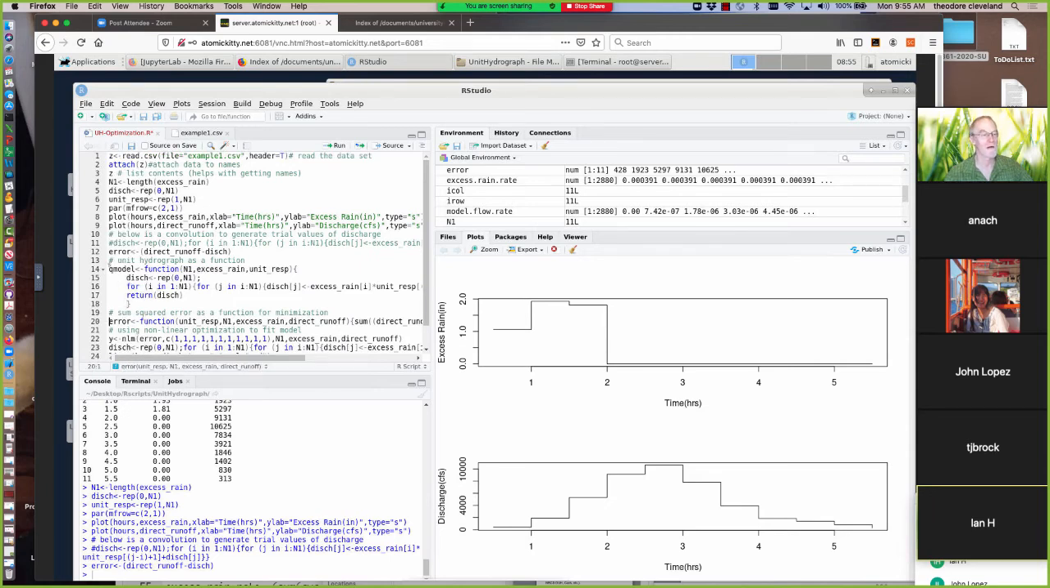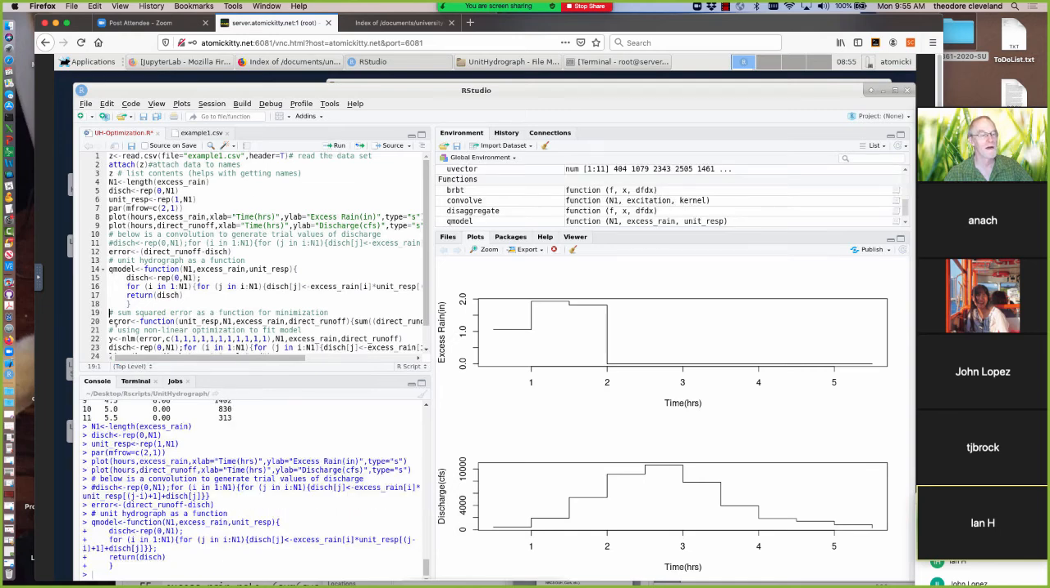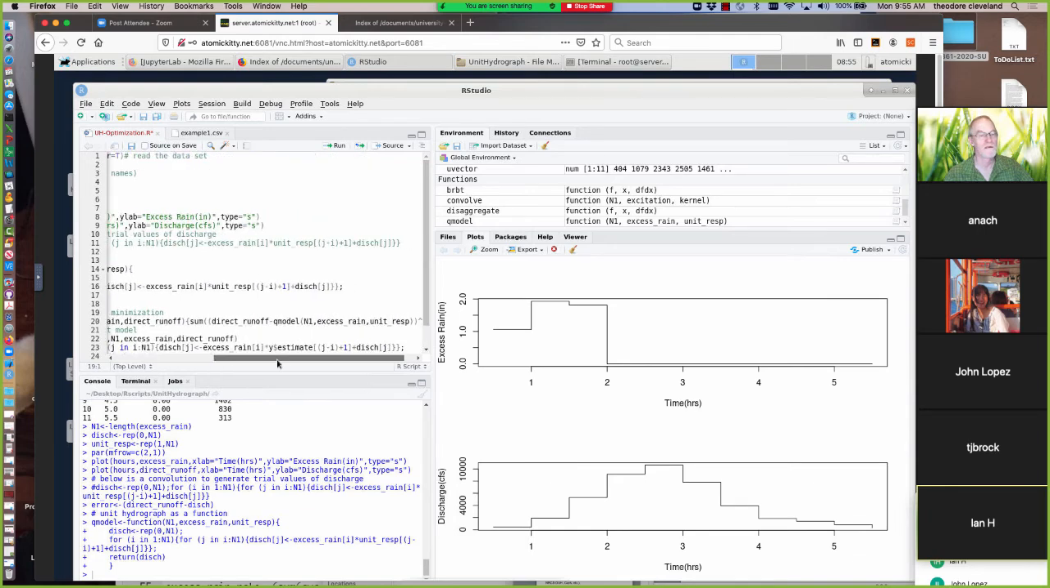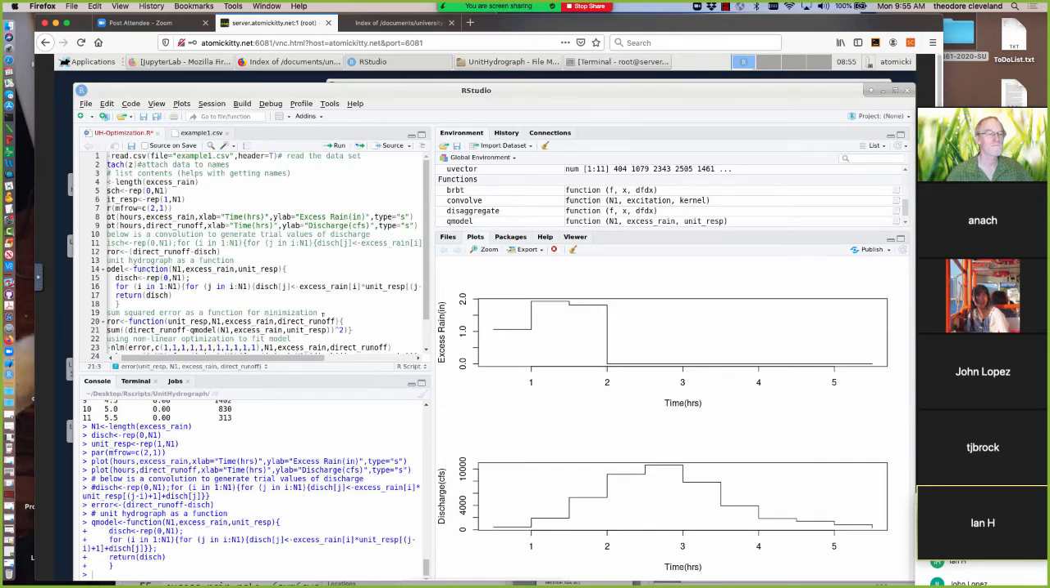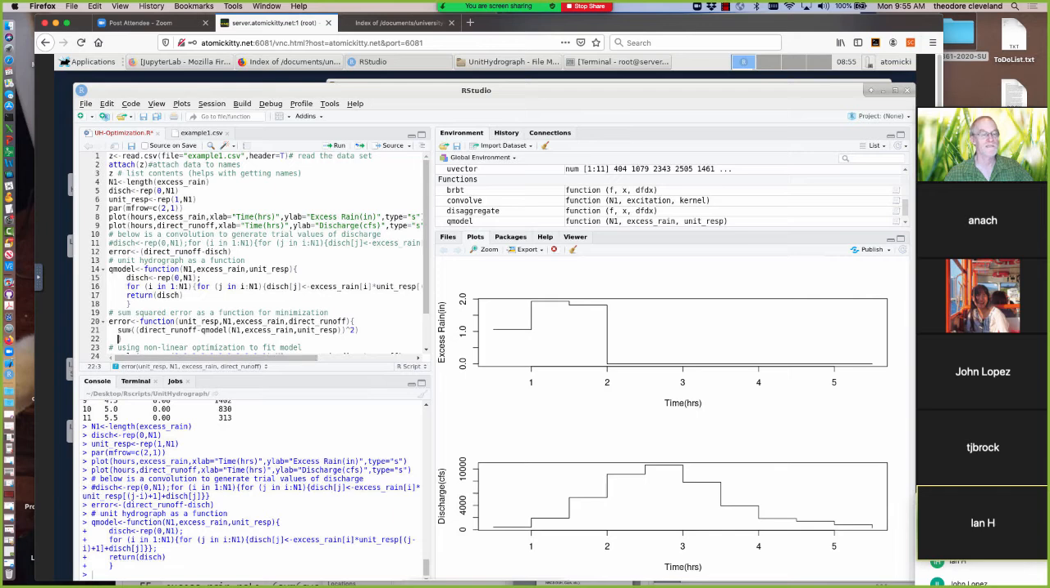Now we will take the Q model we just computed. We will subtract the direct runoff from it, and we'll square that result, and we'll call that the error function. So here's the error function that essentially does this, the sum of squared errors. So now we need to run that function.